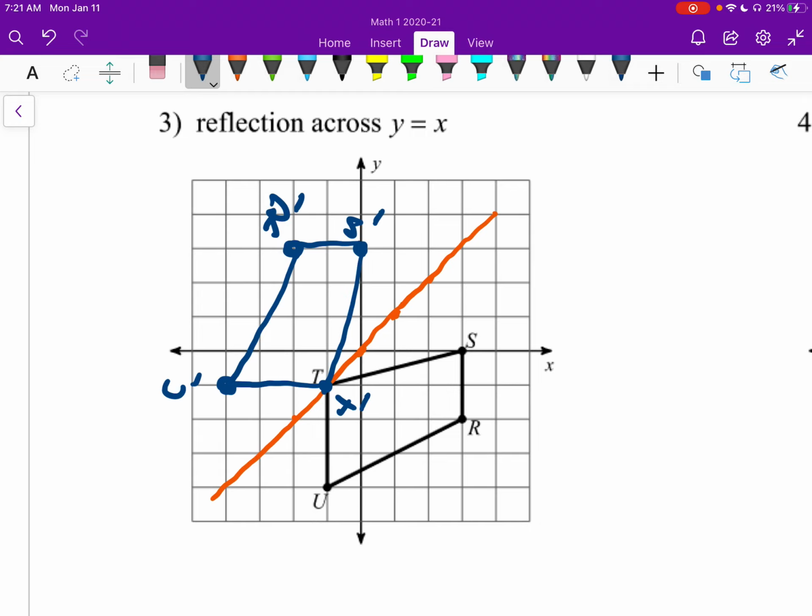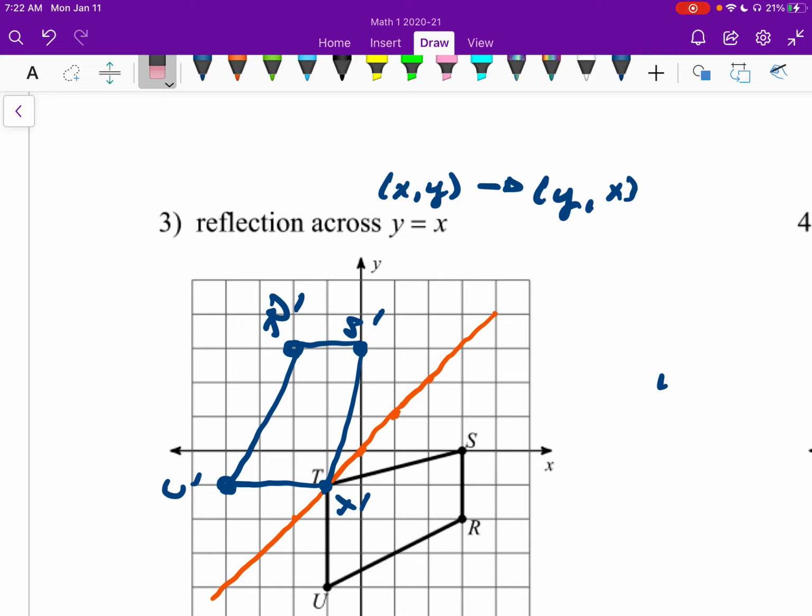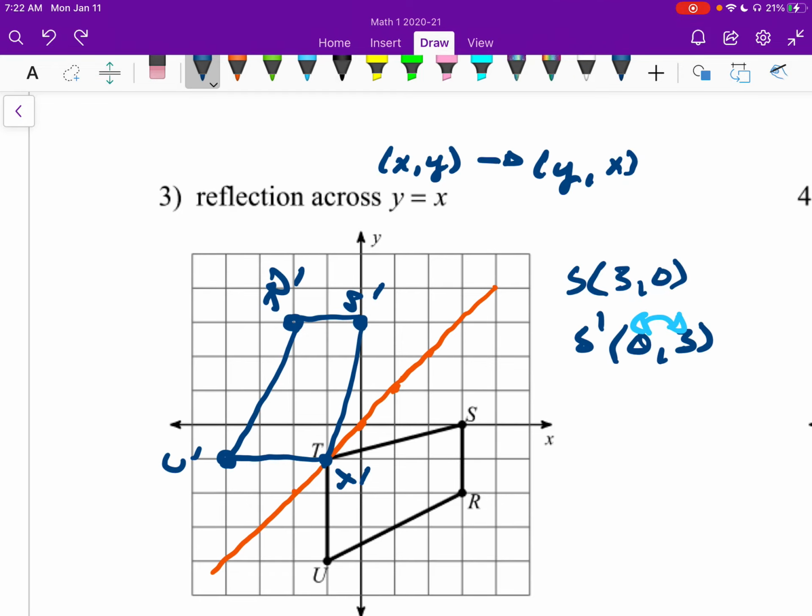All right, I want to look at this for just a second. What is the point S? The original point S is at (3, 0). S prime is at (0, 3). So we can kind of just see that they swap spots, right? So the reflection y equals x will take your point (x, y) and turn it into (y, x), right? So that's pretty easy. You could do that pretty quickly. If I just gave you the points, you could really quickly just invert them. So that's your formula for y equals x.